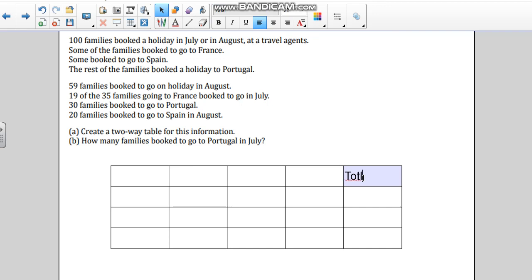Okay, so if we remember, the end columns has to be totals and the bottom row has to be totals. So I know that this is my overall total here. Now, it says 100 families booked a holiday in July or in August. Some of the families go to France, some go to Spain, the rest go to Portugal. So that tells me the different categories that I've got. So one category is which month they booked in, the other category is where they booked to go. So I've only got 2 spaces here, so I'm going to put my July and August in here. Okay, and then across the top I've got my 3 countries. We've got France, we've got Spain, and we've got Portugal.